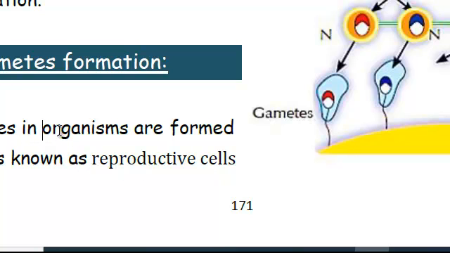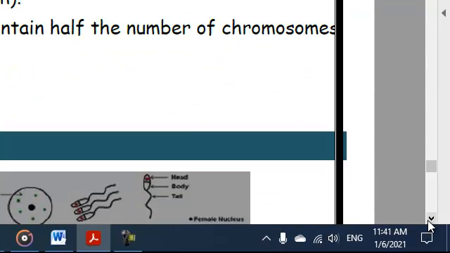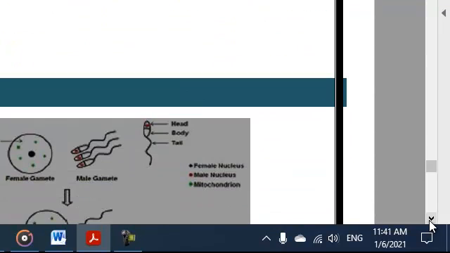So gametes in organisms are formed in cells known as reproductive cells, maybe sperm in male animals and ovum in female, and also in plants, pollen grain in male and ovum in female. Each one of the reproductive cells or gametes contains half the number of chromosomes. It's very important, it contains half the number of chromosomes, N.